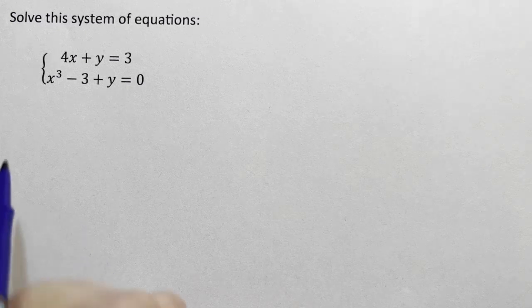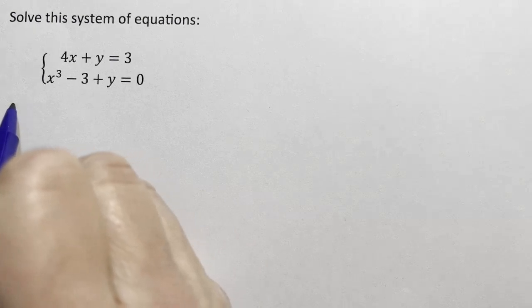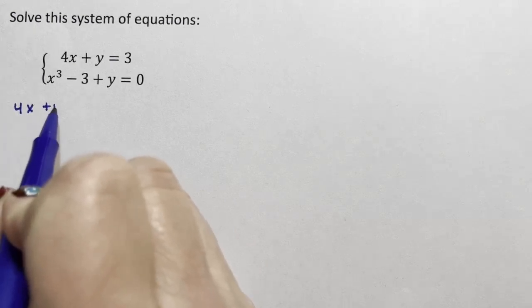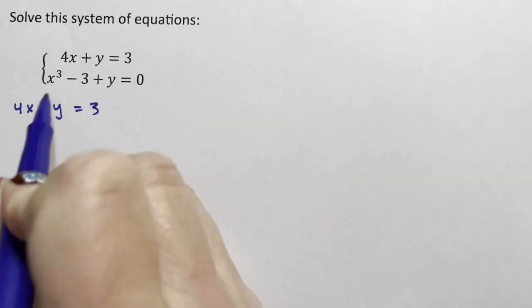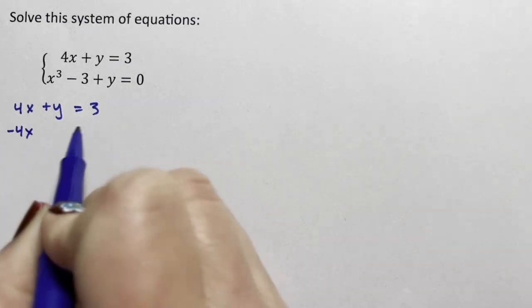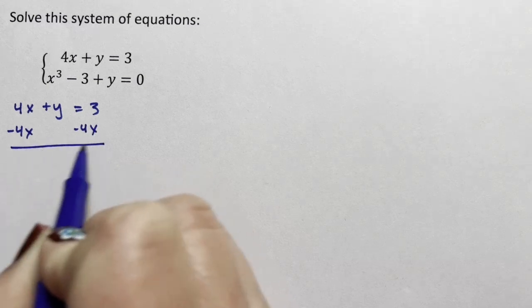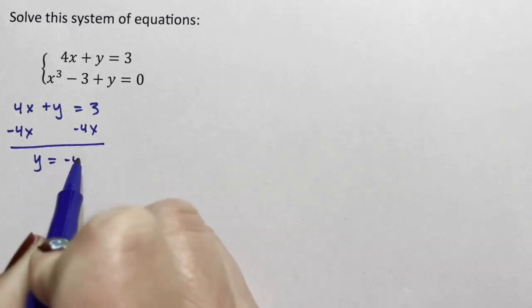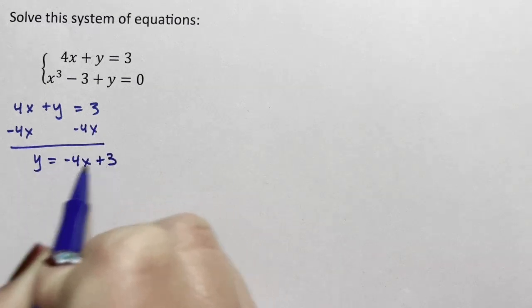All right, so what I'm going to do is take this top equation, 4x plus y equaling 3, and isolate my y. So I'm going to subtract 4x from both sides and get y equals negative 4x plus 3.